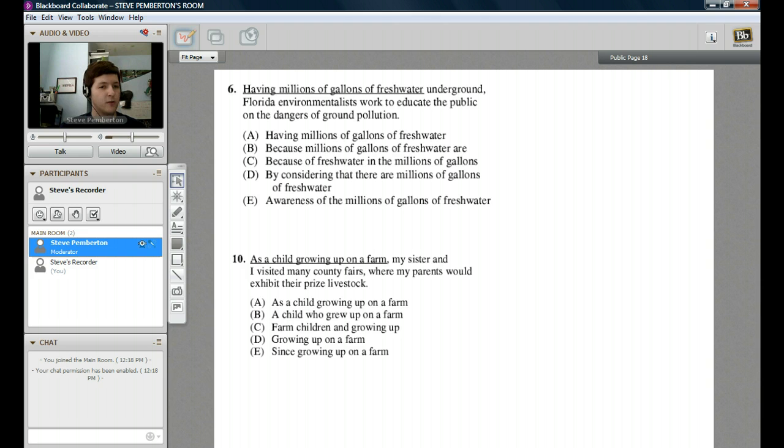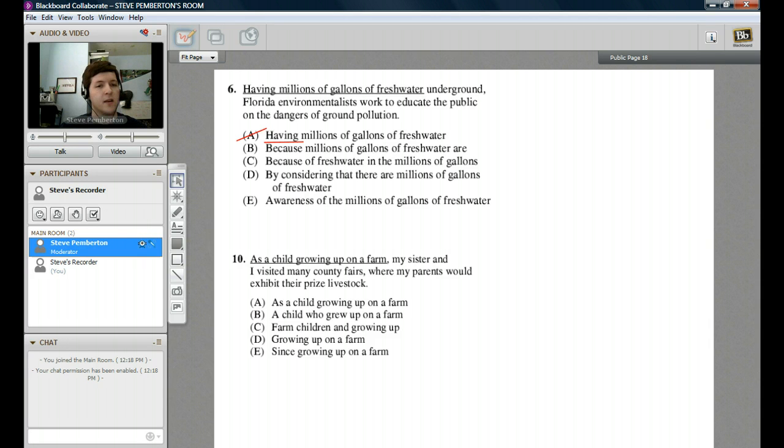But we can't change it like we normally do. Normally we change where the words Florida environmentalists are. We can't do that this time. It's not underlined. So what we'll have to do is fix the modifying phrase itself to get us to expect that there are going to be Florida environmentalists later on. At the very least, we know it's not A because of the misplaced modifier error.